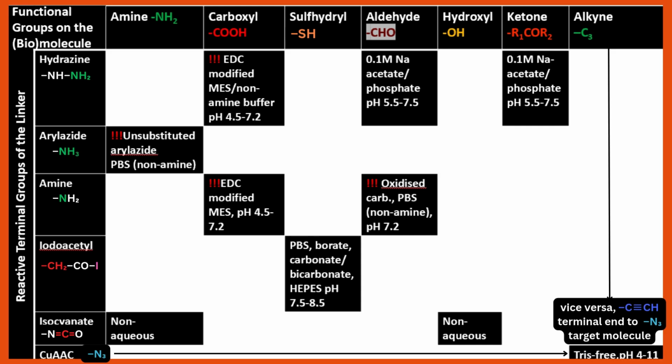This table works just like the previous one, with reactive terminal groups of the linker listed on the left and the functional groups on the biomolecule across the top. The filled boxes again show suitable buffer and pH conditions for efficient covalent attachment. Take click chemistry, for example. Either an azide or an alkyne group must be present at the terminal end of the linker, and the complementary group, alkyne or azide, must be available on the biomolecule. Under copper catalysis, they form a stable triazole linkage. This reaction is highly specific and bioorthogonal, meaning it doesn't interfere with other biological functionalities.